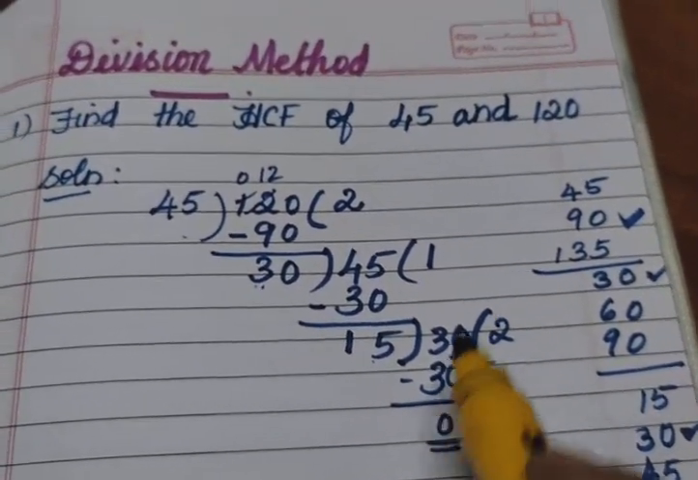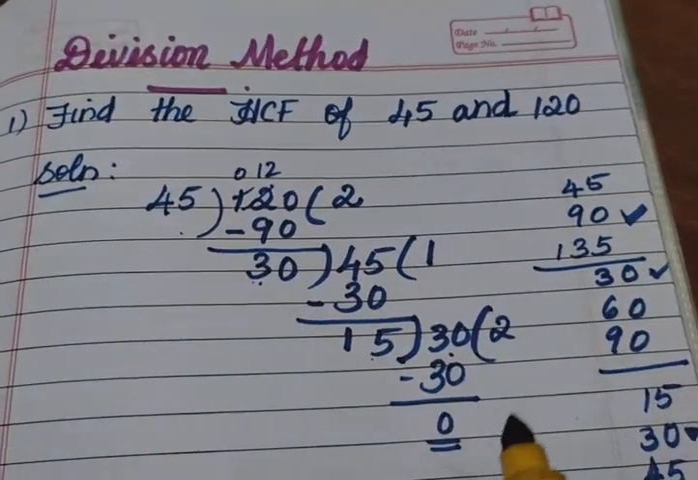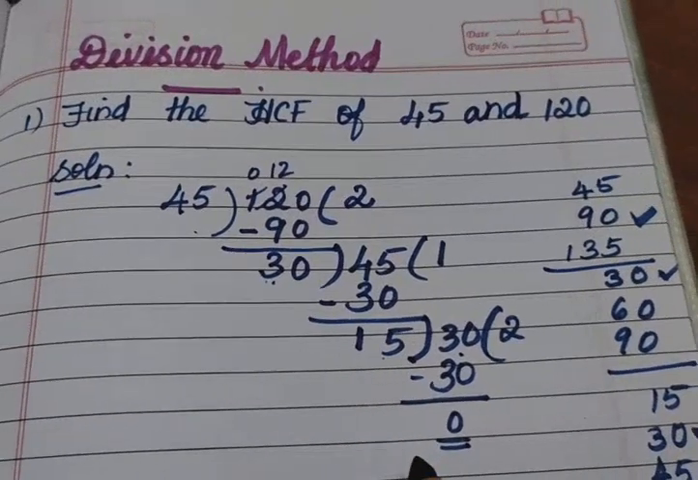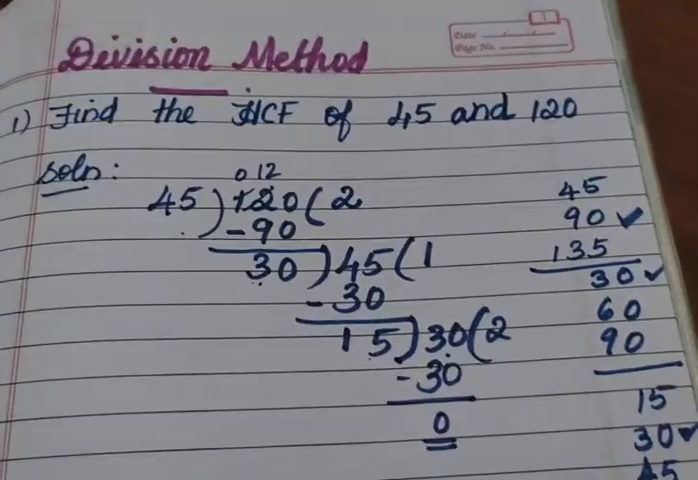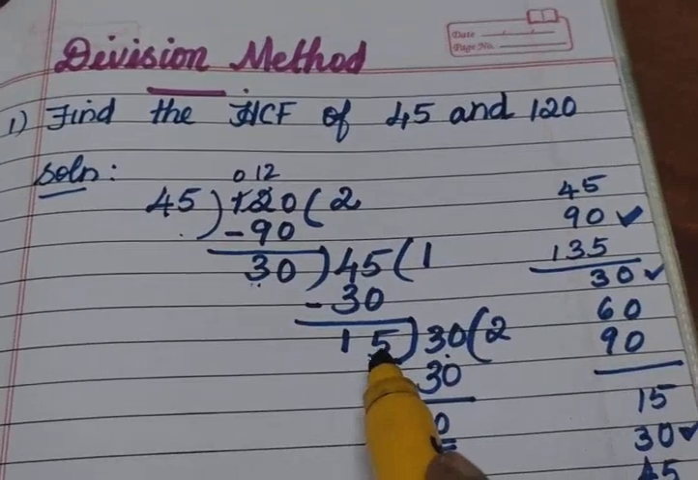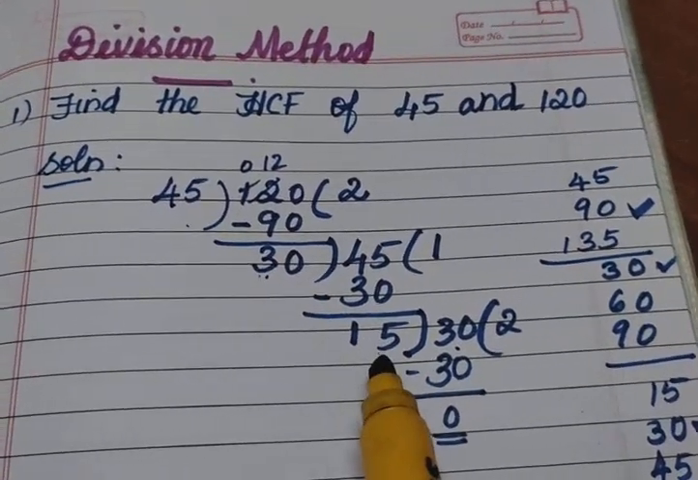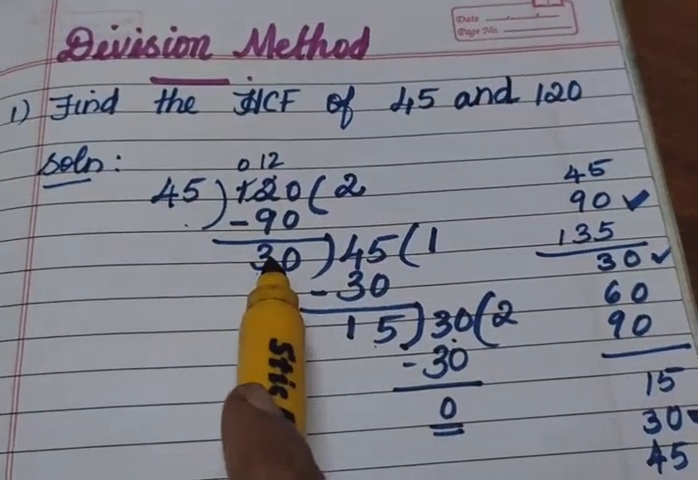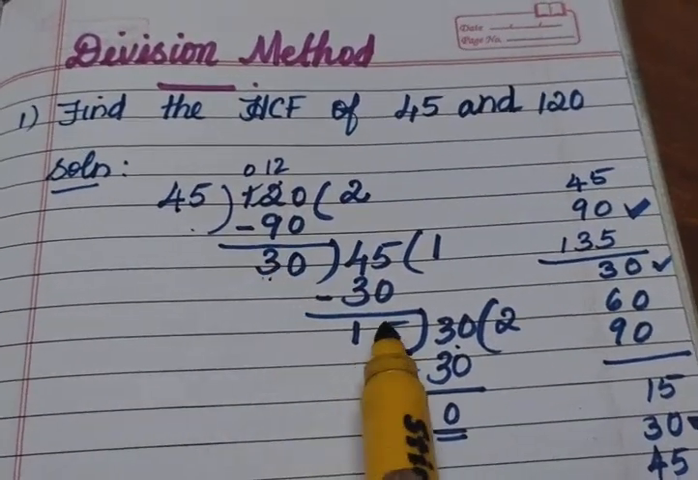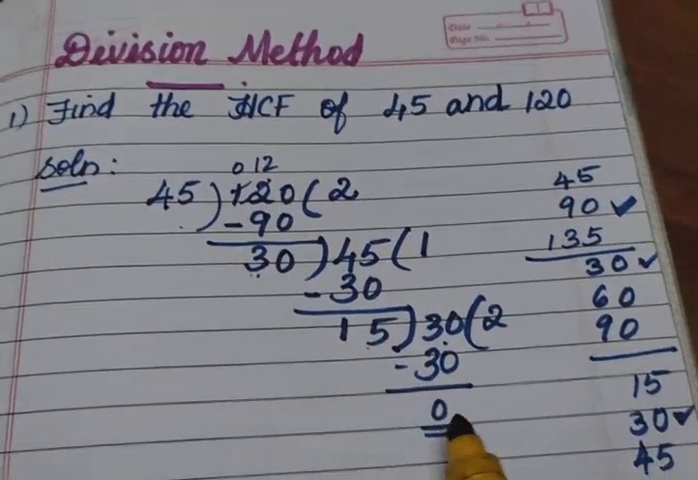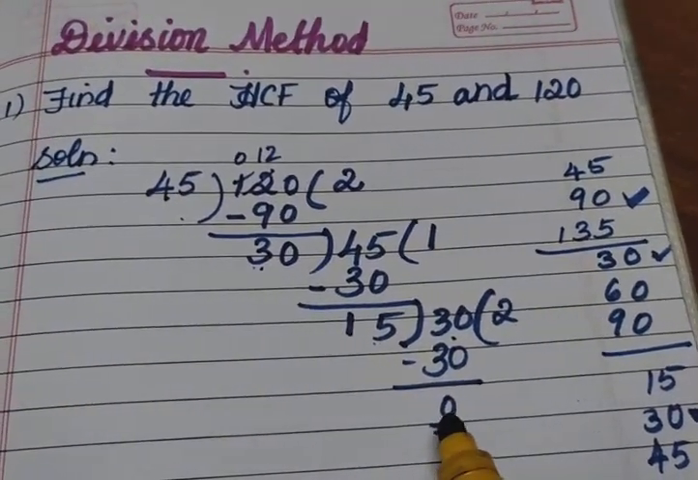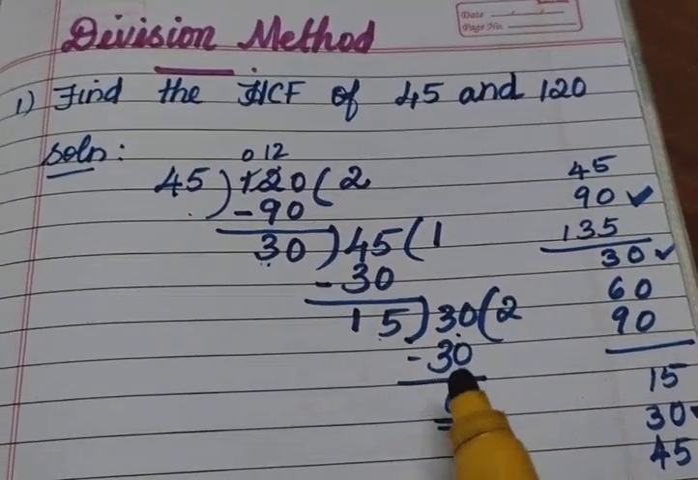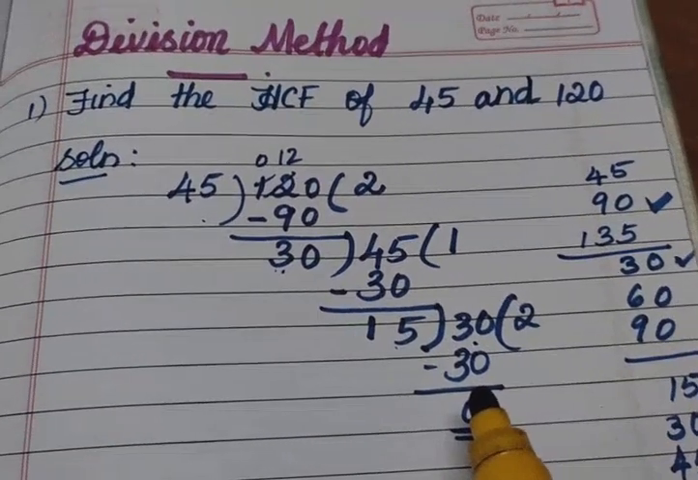Okay children, continue this division till the remainder is 0. Now we got the remainder 0. So the last divisor is 15, isn't it? First divisor 45, next this 30 is the divisor, next 15 is the divisor. Now we got the remainder 0, so we can stop here. This last divisor 15 is the HCF. Understood children?